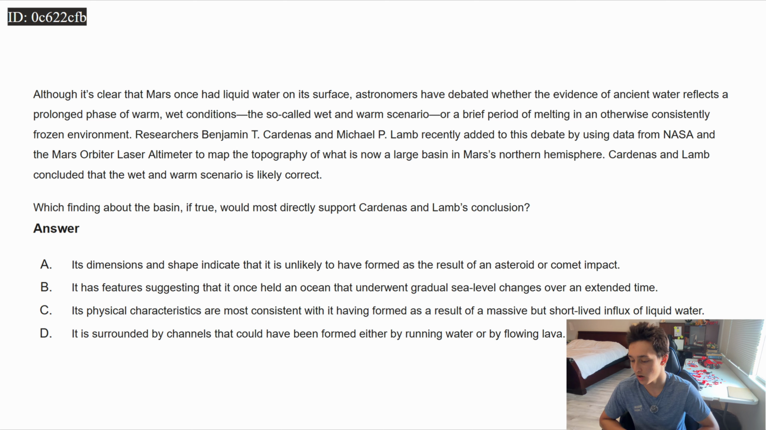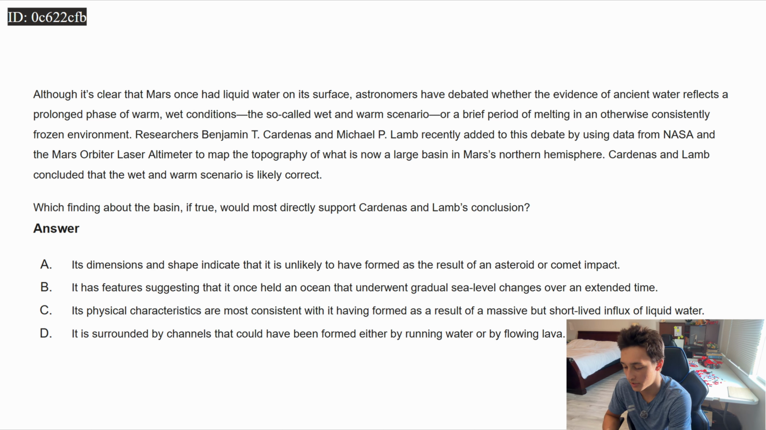Researchers Benjamin Cardenas and Michael Lamb recently added to this debate by using data from NASA and the Mars Orbiter Laser Altimeter to map the topography of what is now a large basin in Mars's northern hemisphere. Cardenas and Lamb concluded that the wet and warm scenario is likely correct. There's their conclusion. That's what we need to support directly. Let's try to put it into our own words.